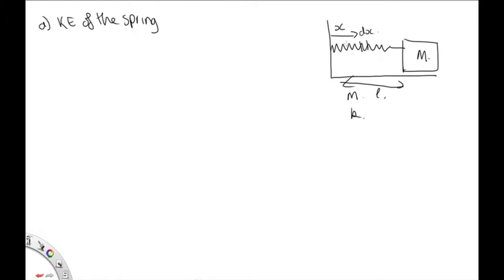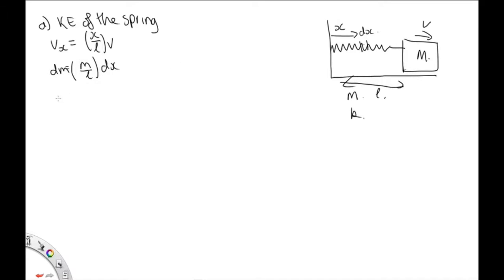So to work this out, what we need to do is add together the kinetic energy of each of these little dx sections. So the velocity of each of those sections, v_x, is equal to x over L times v, where v is the velocity of this block on the end. And we know that the mass of each of those sections, dm, is just the mass per unit length, which is m on L, times dx, the length of that section.